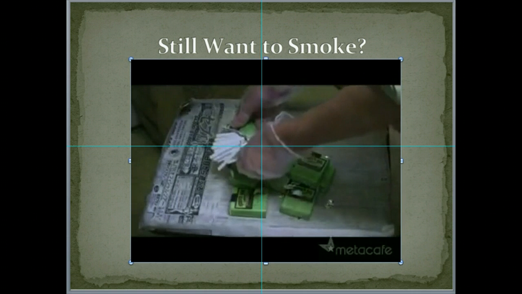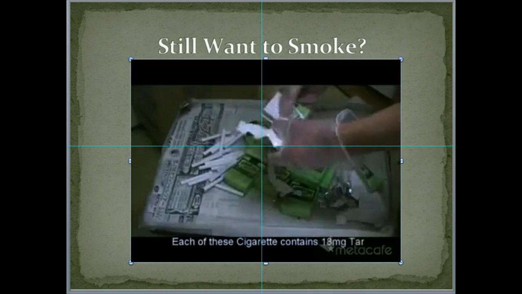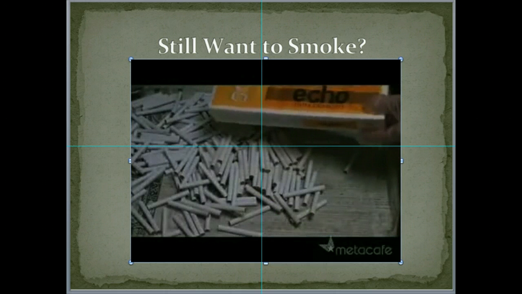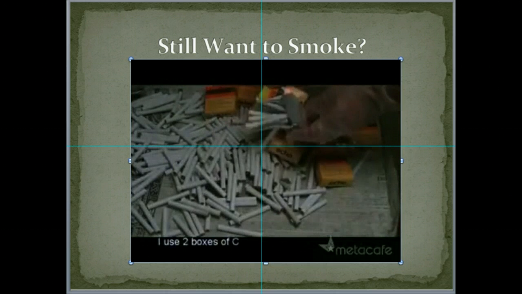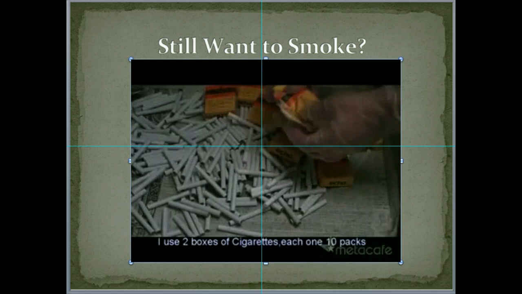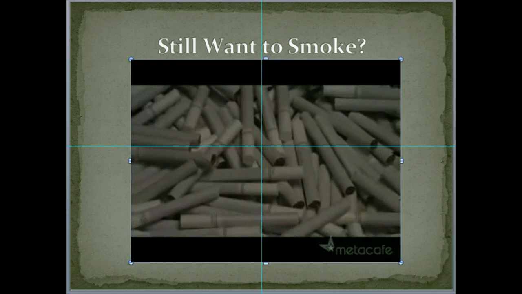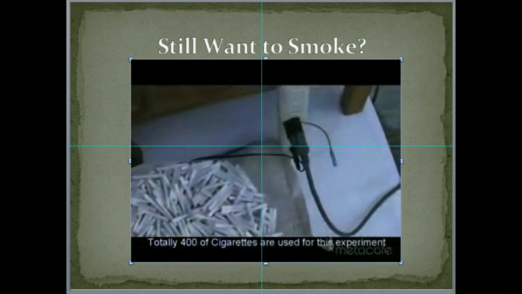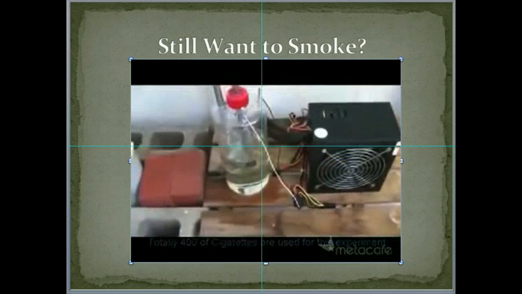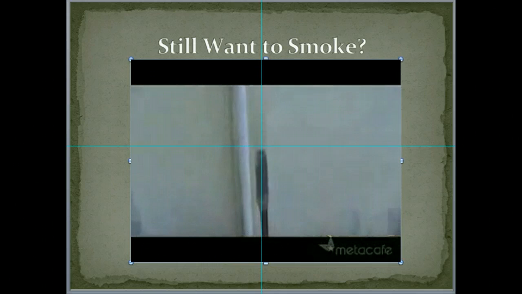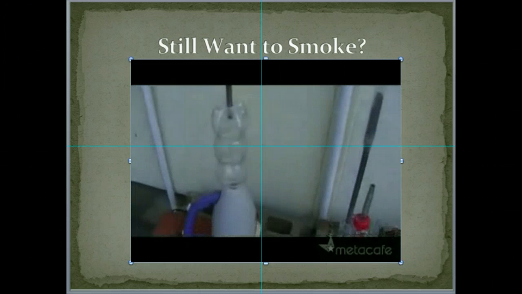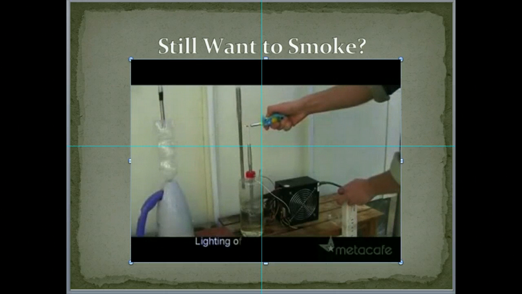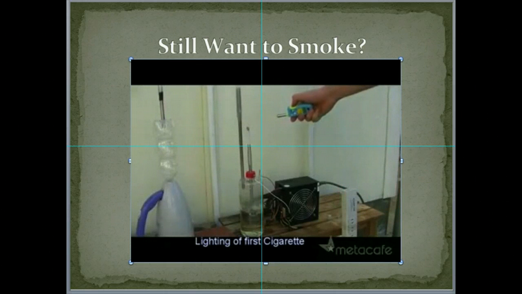I'm going to use 20 packs of cigarettes, 20 cigarettes per pack for a total of 400. Now they created this device, don't ask me how, that's going to pull the smoke from each cigarette into the machine and collect the tar and chemicals from each one.